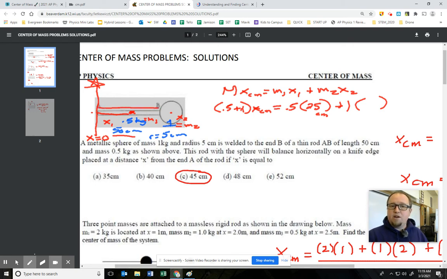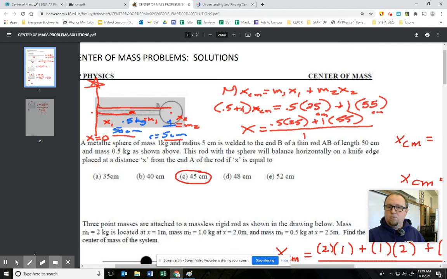So the length of the rod is 0.5 meters plus the radius, which is 5 centimeters. So how far away is that one? Well, it's 50 plus the radius, 55 centimeters. Okay. So X of the center of mass is going to be 0.5 times 25 plus 1 times 55, these are centimeters, all over 1.5. Solve that out, and I get the X of the center of mass.